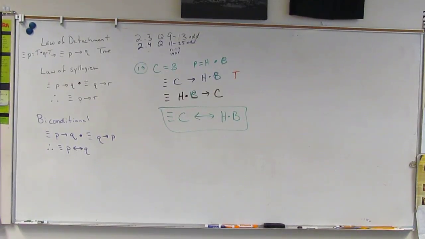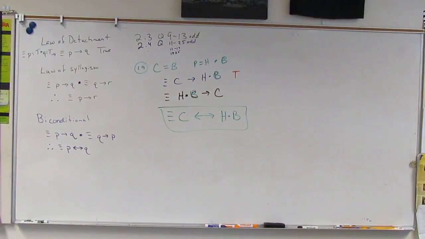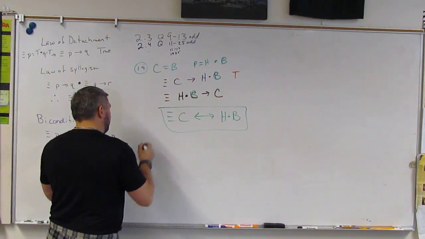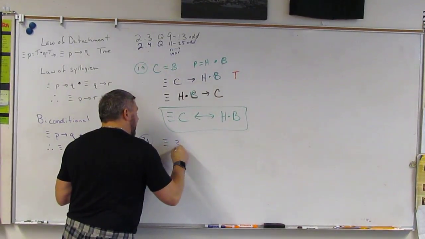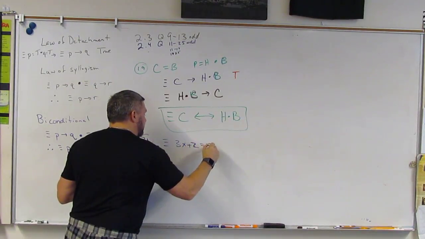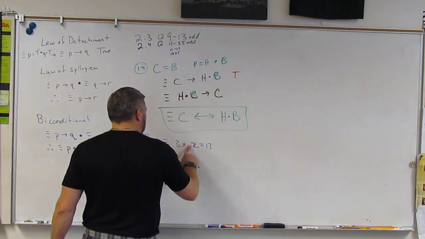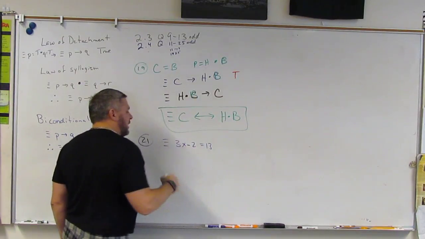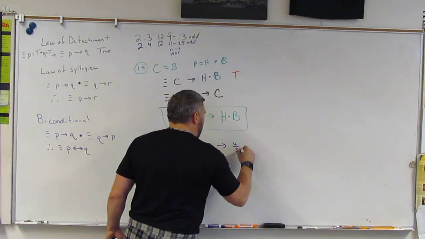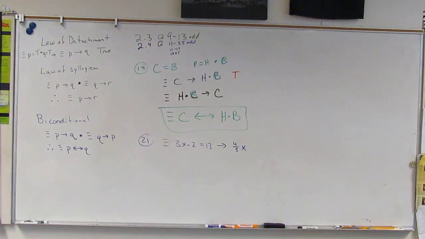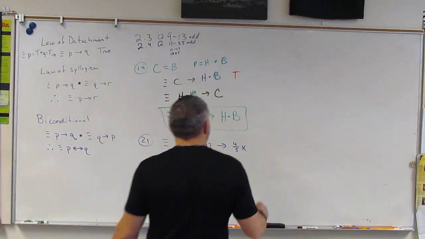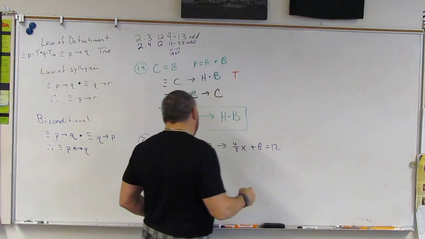Number 21. If 3x minus 2 equals 13, then 4/5 x plus 8 equals 12. Is that true?